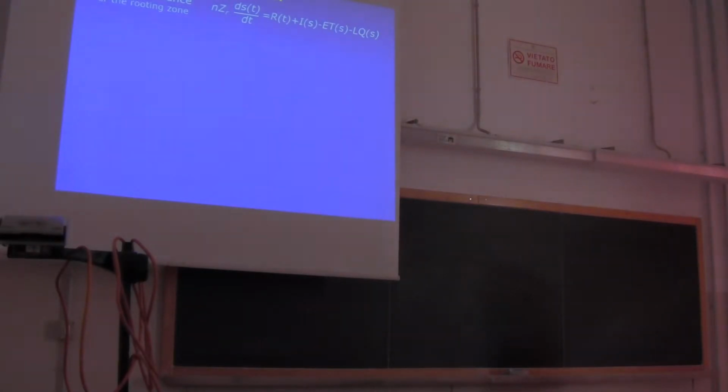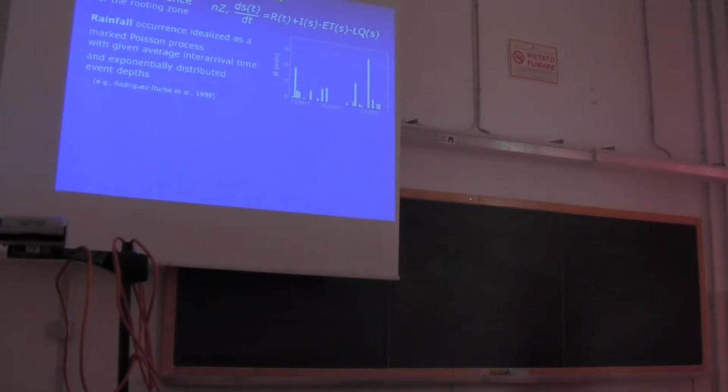Now we can of course look at this numerically, like simply force this balance with the observed rainfall, but we went another way, and we considered the rainfall as occurring like a marked Poisson process with a given average interarrival time and exponentially distributed event depths. Now here the idea, aside from the names, is that the interarrival times between two subsequent events are exponentially distributed, so it's more likely that it rains after short intervals than after long intervals, and also the amount of rainfall that comes when it rains is also exponentially distributed. It is more likely that it rains just a bit as opposed to a massive storm.